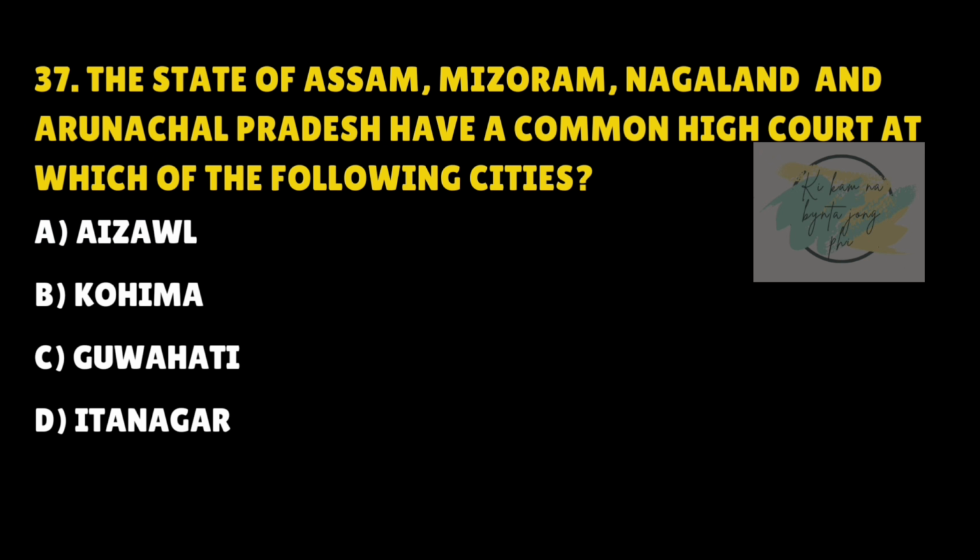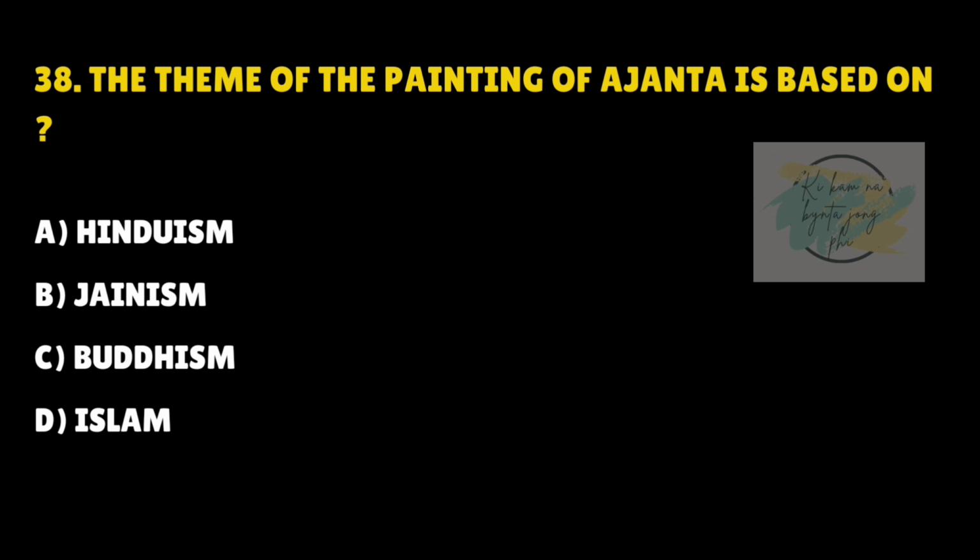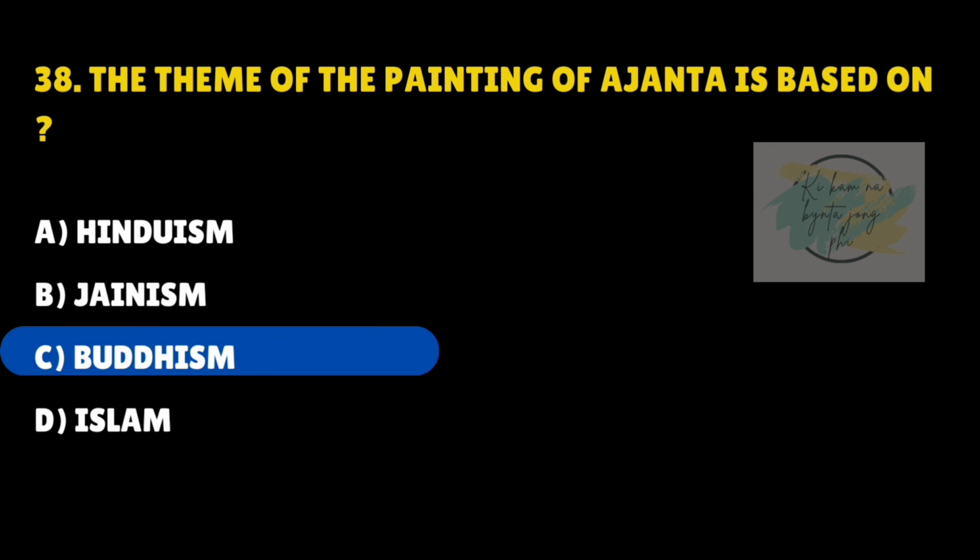The states of Assam, Mizoram, Nagaland, and Arunachal Pradesh have a common High Court at which of the following cities? Answer is C. Guwahati. The theme of the paintings of Ajanta is based on? Answer is C. Buddhism.